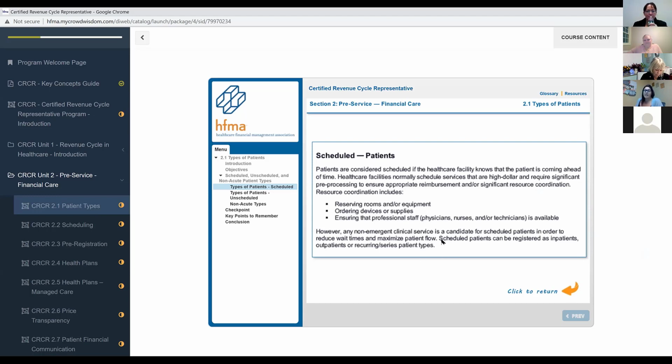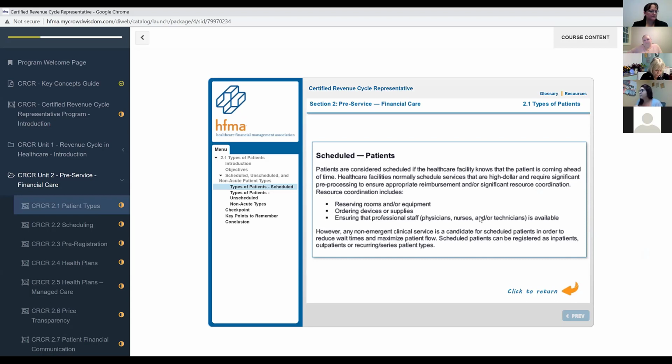So there are scheduled inpatients. I know it does seem kind of odd, but there are surgeries where you become an inpatient and you already know, could be a minor surgery or a major surgery, a hip replacement, open heart surgery. For the most part, those are scheduled, so they know you're coming.